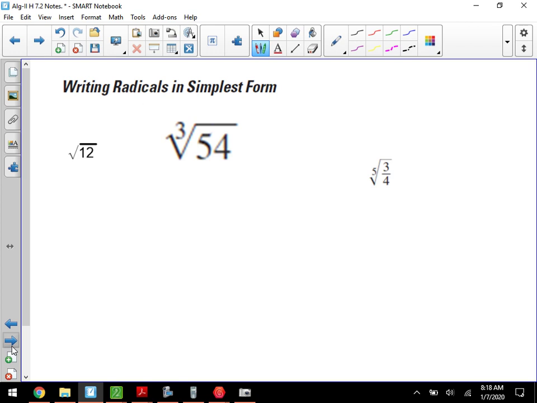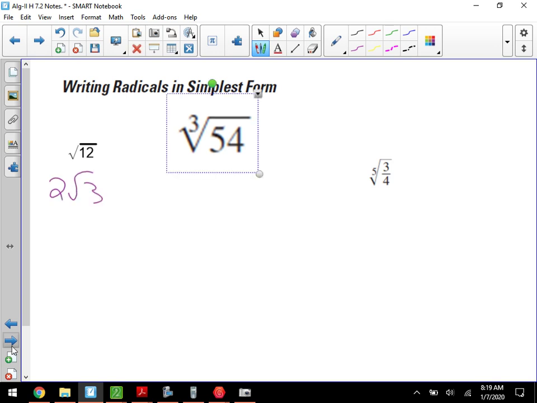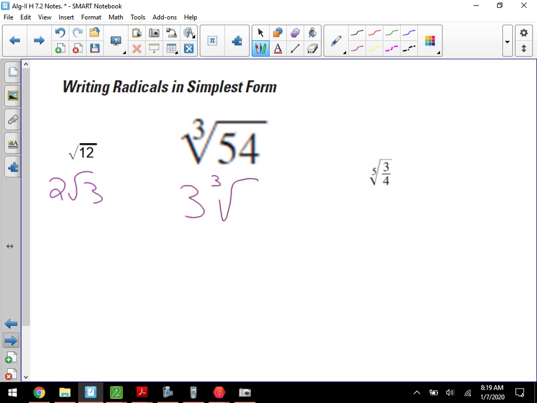We know how to. What's the square root of 12 in simplified radical form? Again, 54, we just did an example of that. What breaks that down? It's 27 and 2, isn't it? So that's 3 cube root 2.